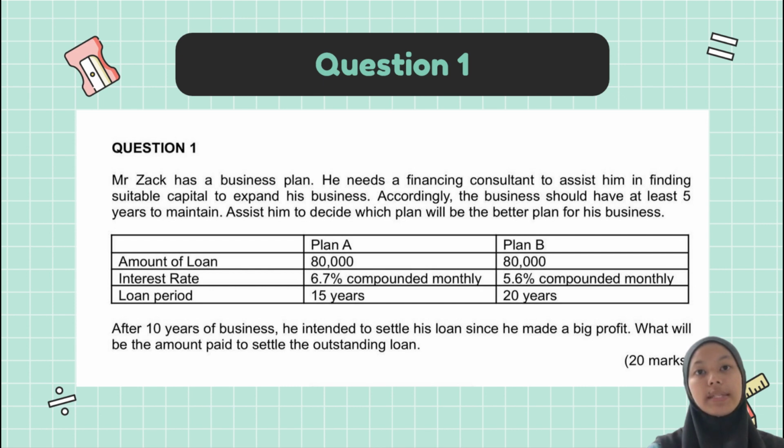Question 1. Mr. Zack has a business plan. He needs a financing consultant to assist him in finding suitable capital to expand his business. Accordingly, the business should be maintained for at least 5 years. Assist him to decide which plan will be the better plan for his business.